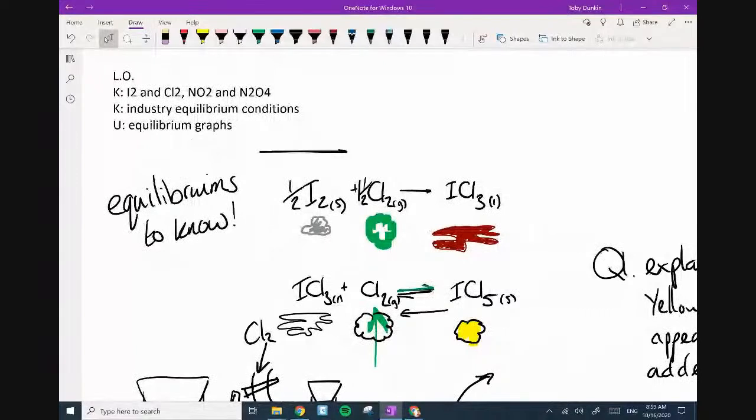I'm going to do one more lesson, folks, because equilibrium graphs is only going to take me 10 minutes. I'm going to do one more lesson.